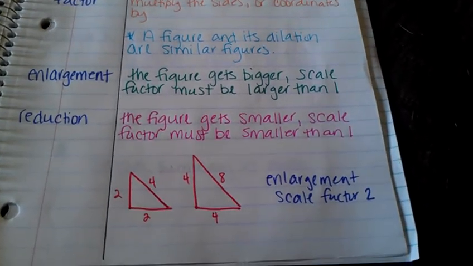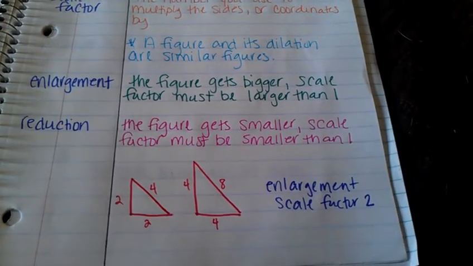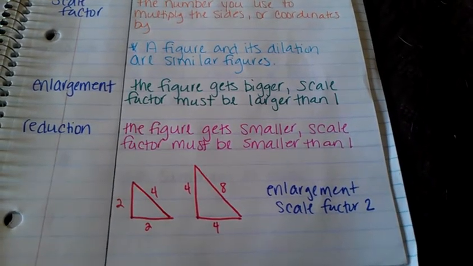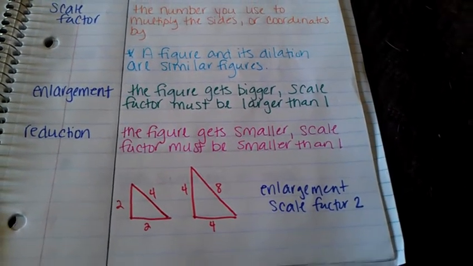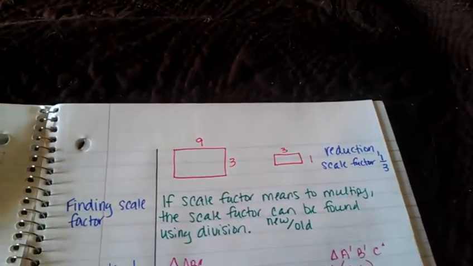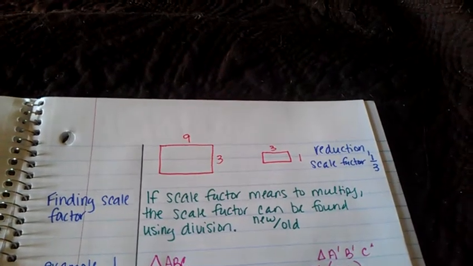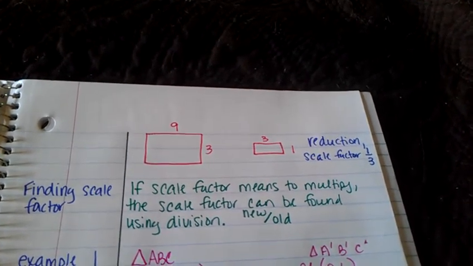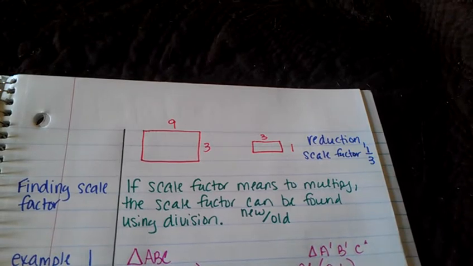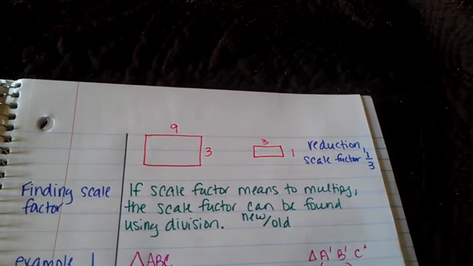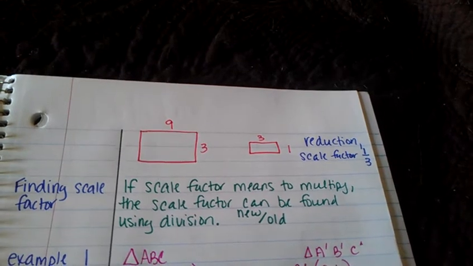Here's an example of an enlargement. I've got a triangle that's 2, 2, and 4. And if I have a scale factor of 2, it becomes 4, 4, and 8. Here's an example of a reduction. I've got a rectangle that's a 9 by 3. And if my scale factor is 1/3, that means you multiply it by 1/3, or you can divide by 3. Your side of 9 becomes 3, and your side of 3 becomes 1.